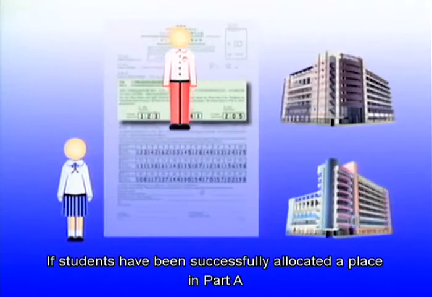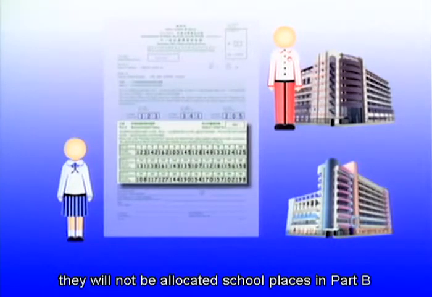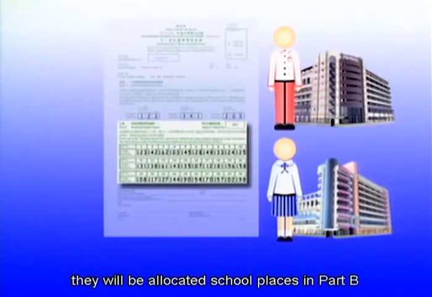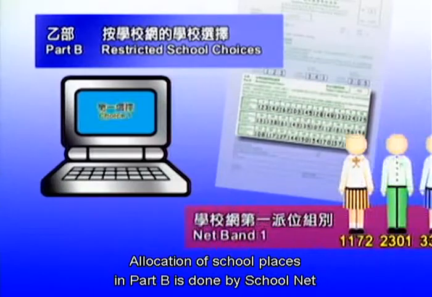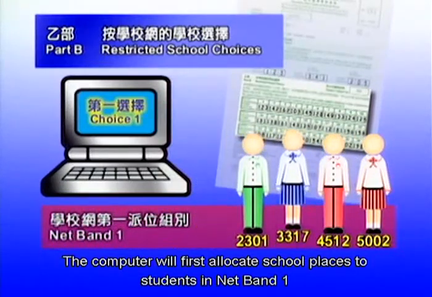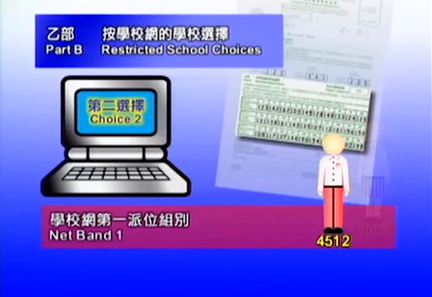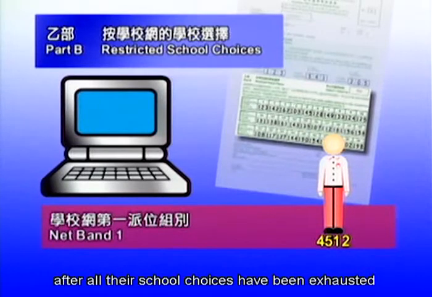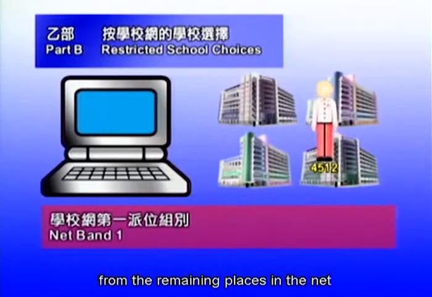If students have been successfully allocated a place in Part A, they will not be allocated school places in Part B. For students who have not been allocated school places in Part A, they will be allocated school places in Part B. Allocation of school places in Part B is done by school net. The computer will first allocate school places to students in Net Band 1. For students who are not allocated school places after all their school choices have been exhausted, the computer will allocate them places from the remaining places in the net.